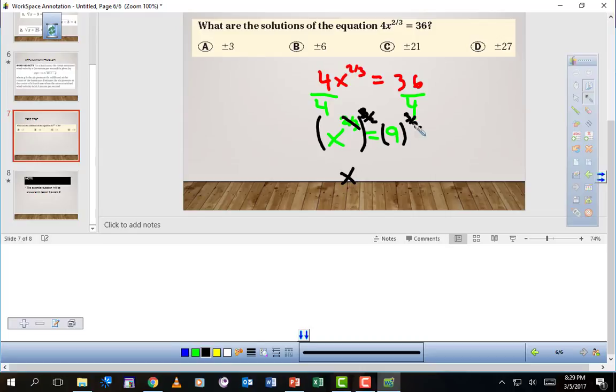Okay, so now to evaluate this, remember the idea: if you could rewrite this somehow as something squared, it can cancel out that denominator. So that's my plan. I'm going to write this as 3 squared. And now when I raise it to a new exponent, I'm going to multiply these exponents, and this exponent will cancel off with the denominator there, and so now I have 3 cubed. And that's simply equal to 3 times 3 times 3, and so x is equal to 27.